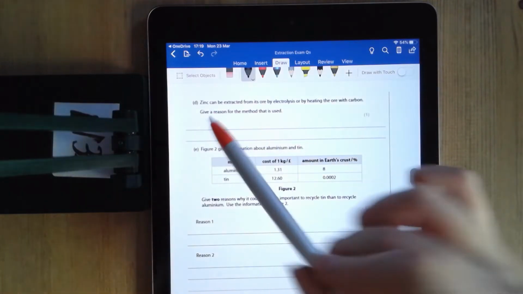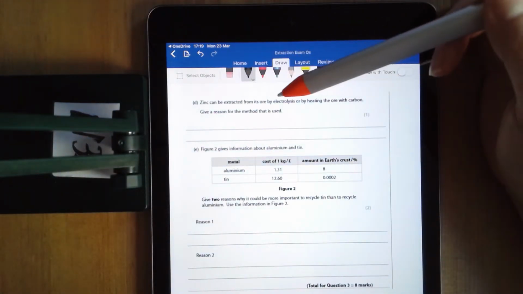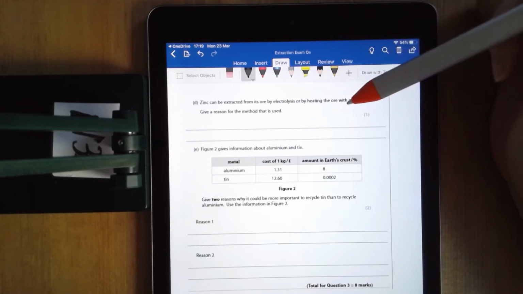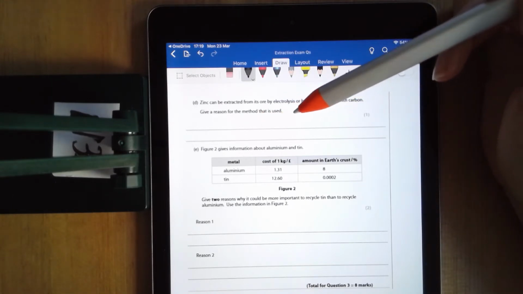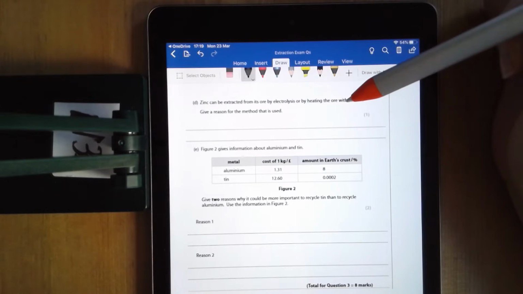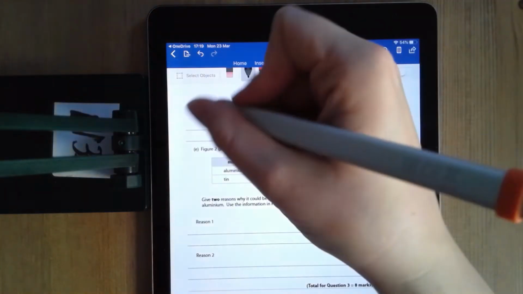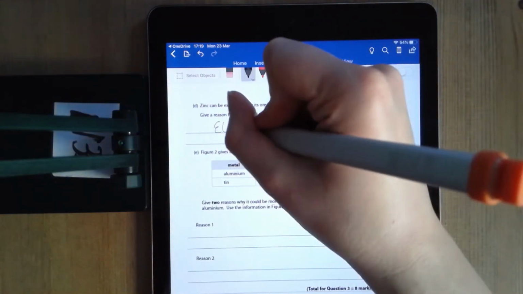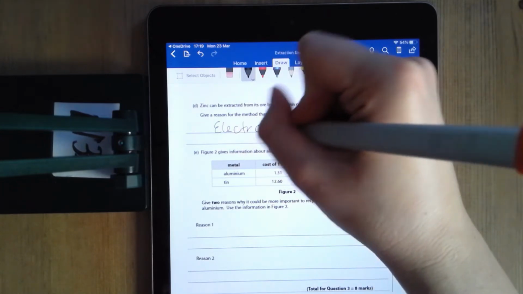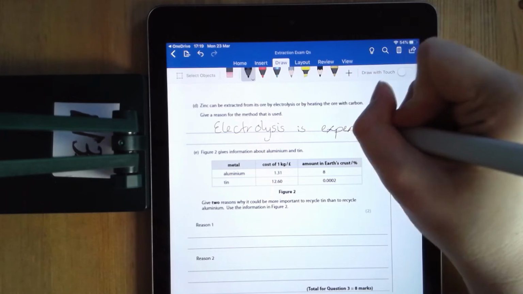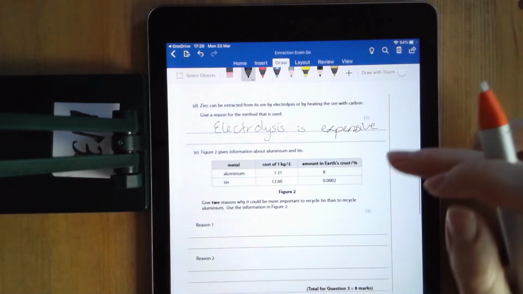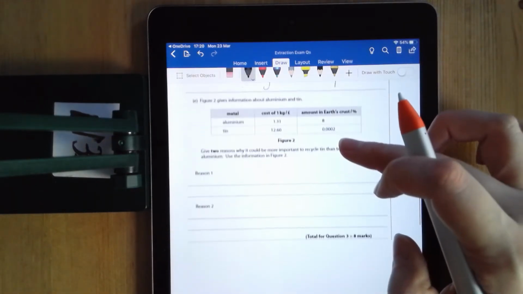Then we've got D. You can get zinc either by electrolysis or by heating with carbon. So you can use either method. Because zinc is less reactive than carbon, you can use carbon. Give a reason for the method that's used. Okay, so you will use carbon instead of electrolysis purely because electrolysis is expensive. So you can use either method, but you'll choose the cheaper method, and that's the method with carbon. So if you mentioned electrolysis being expensive, give yourself a mark.